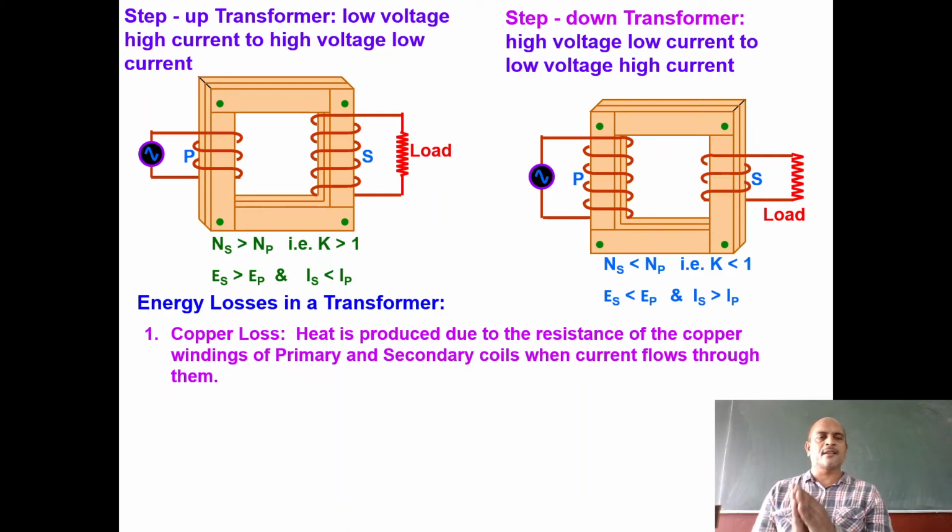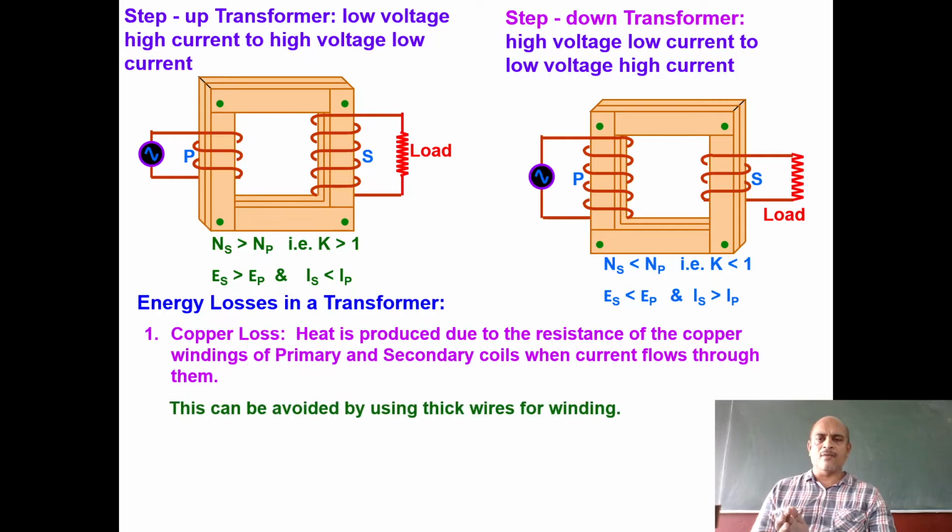Now, what are the energy losses in the transformer which reduce the efficiency of the transformer? So first is copper loss. The transformer carries a number of turns of coil, of very fine wire with very small cross section. And if we decrease the cross section, resistance automatically increases.